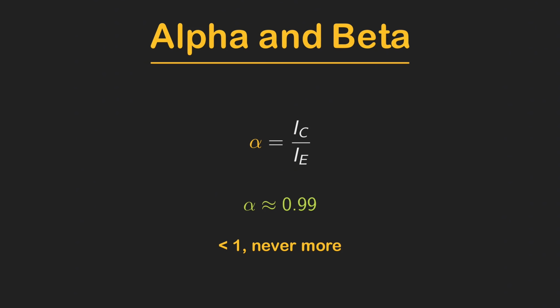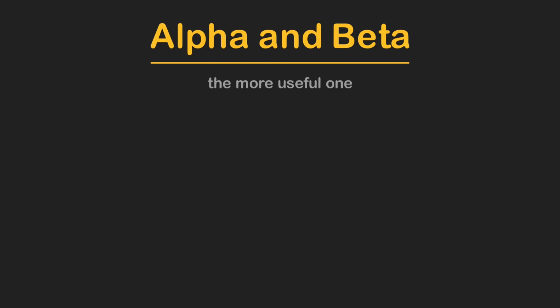So alpha is always a little less than 1 and never more than 1. Now here is the more useful quantity. Instead of comparing collector to emitter, we compare collector current to base current. That ratio is the current gain, and we call it beta. As a formula, beta equals the collector current divided by the base current, and its typical value is around 100. On a data sheet, you will often see beta written as HFE. It is the same quantity.